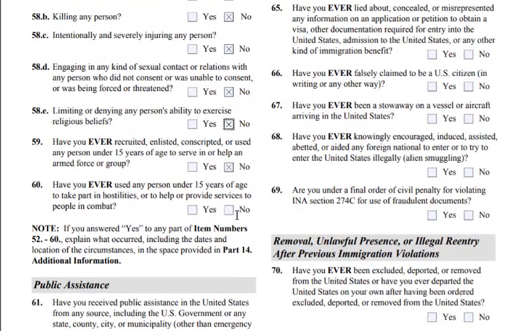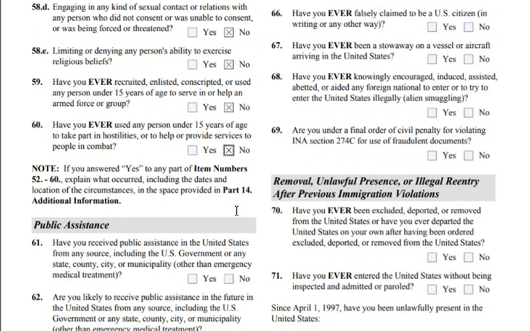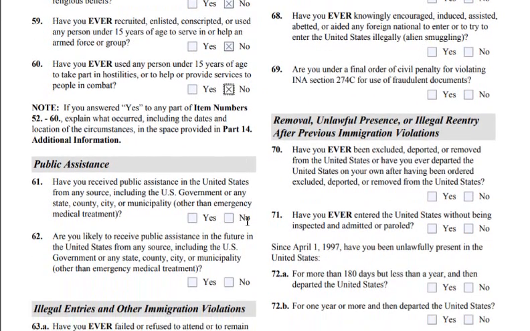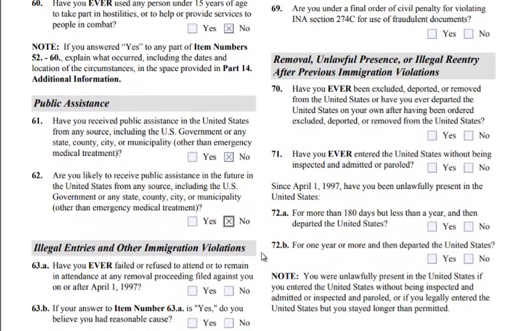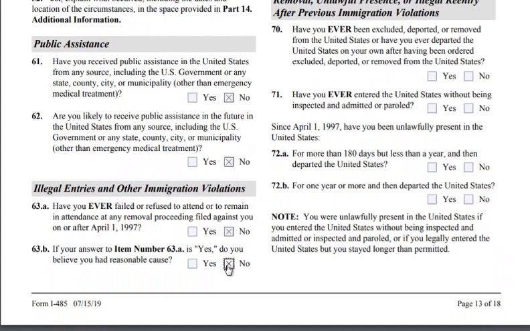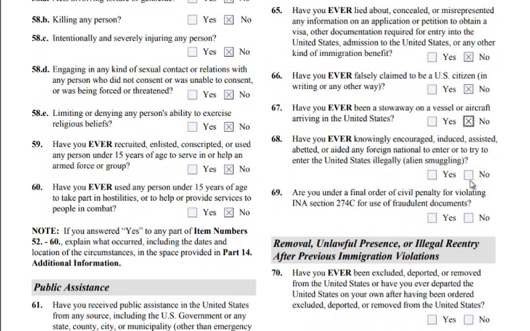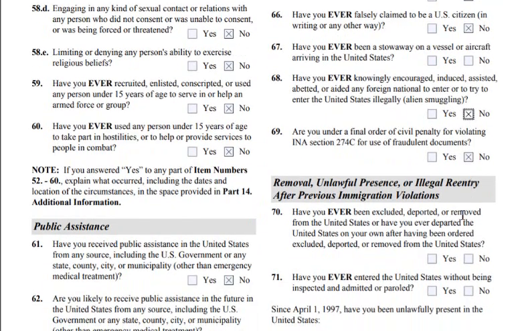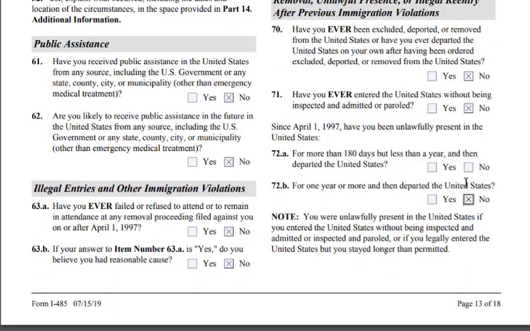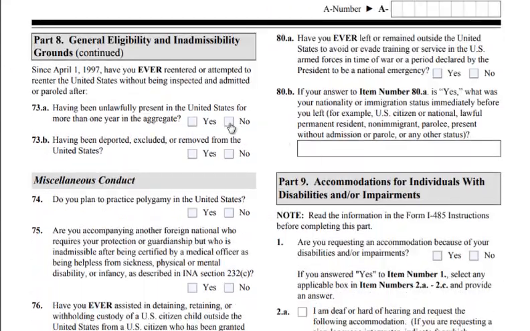So, public assistance. Have you ever received public assistance? Yes or no. Are you likely to receive public assistance? Illegal entry and other immigration violations. Unlawful presence after a previous immigration violation. Miscellaneous conduct. Do you practice polygamy in the United States?